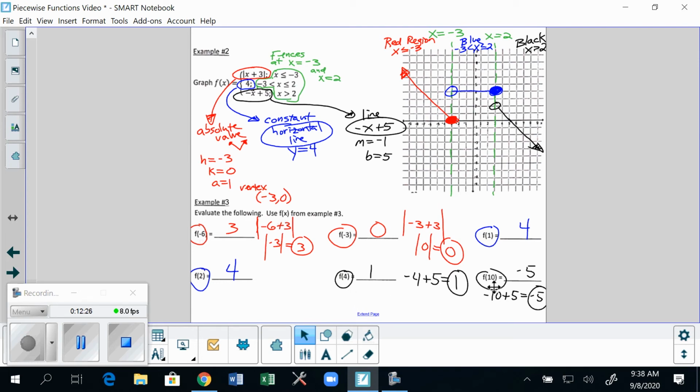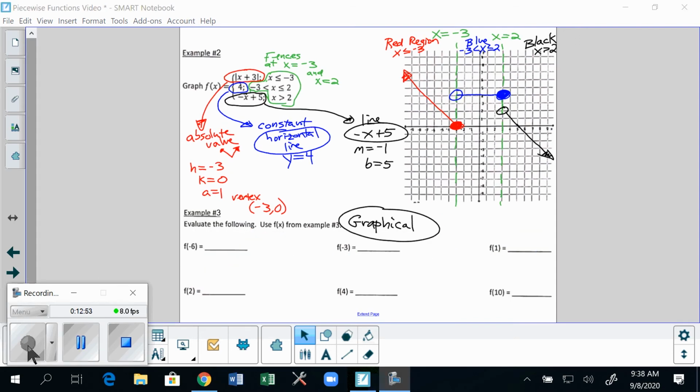Now for f of 4 and f of 10, I'm going to plug my x value into this black line here. If I plug 4 in for x, I do -4 plus 5. The answer is 1. If I plug 10 in for this x here, I do -10 plus 5. The answer is -5. So this is how you can evaluate all of these points of this function using your arithmetic, okay? Using kind of a calculator and plugging the numbers in.